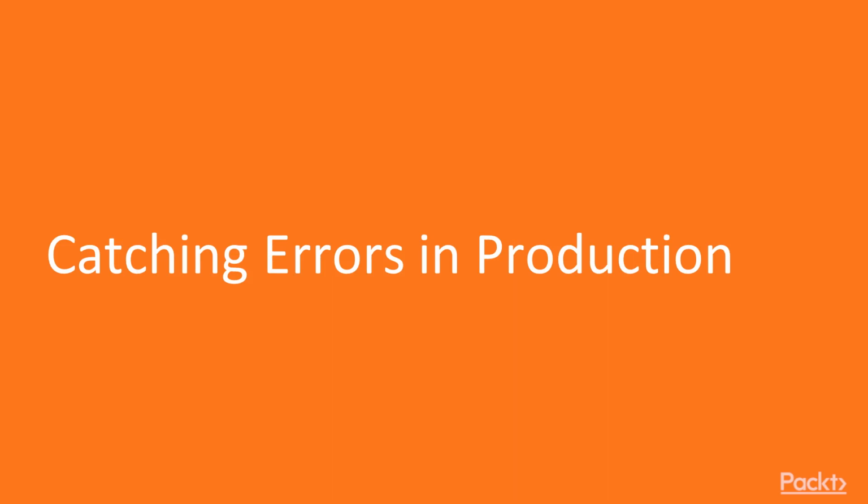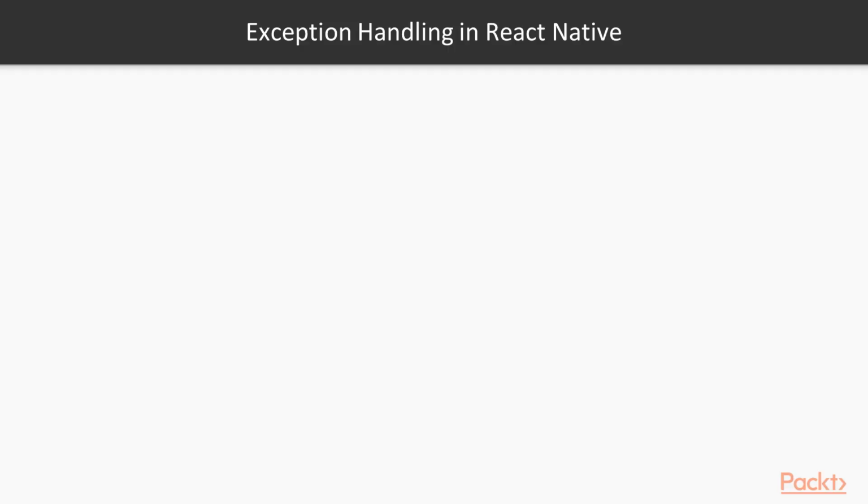Let's go to catching errors in production. So let's talk about exception handling in React Native, and how React Native itself handles errors. This means if we create any fatal error in a React Native app, then we get a red screen. That is the automatic handling by React Native. So that is how React Native itself handles errors.